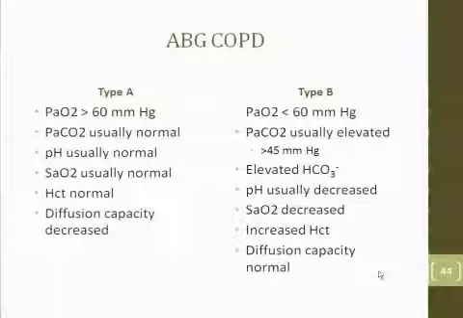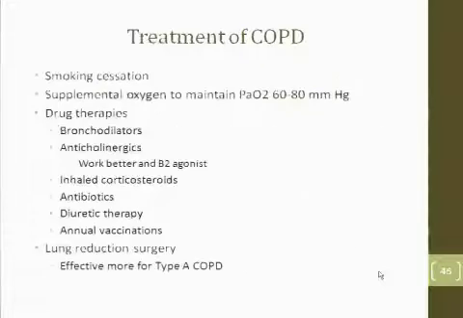Because of that, the person begins to compensate by increasing bicarb via the kidney, and it can increase significantly, almost normalizing the pH. The pH is usually decreased, but only mildly, especially if the person compensates. Saturation, of course, is decreased. You're going below 90%. Hematocrit is increased, and diffusion capacity is normal in comparison to type A, which is abnormal.